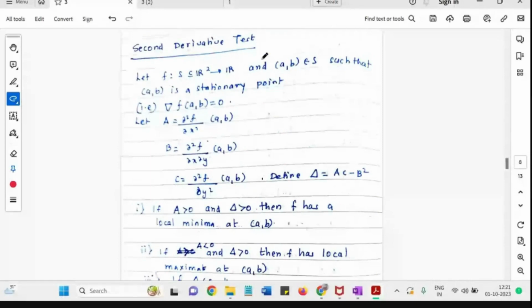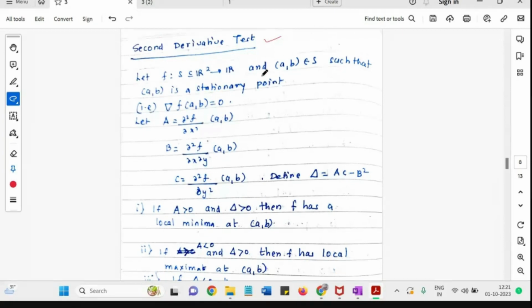We have something called a second derivative test, which will help me identify the local maxima, local minima, or a saddle point. If you are not able to draw the graph of the function, if you are not able to draw the curve or surface, then how do you identify whether the stationary point is a point of local maxima, local minima, or saddle point? Here I need to take help of my second order derivative.